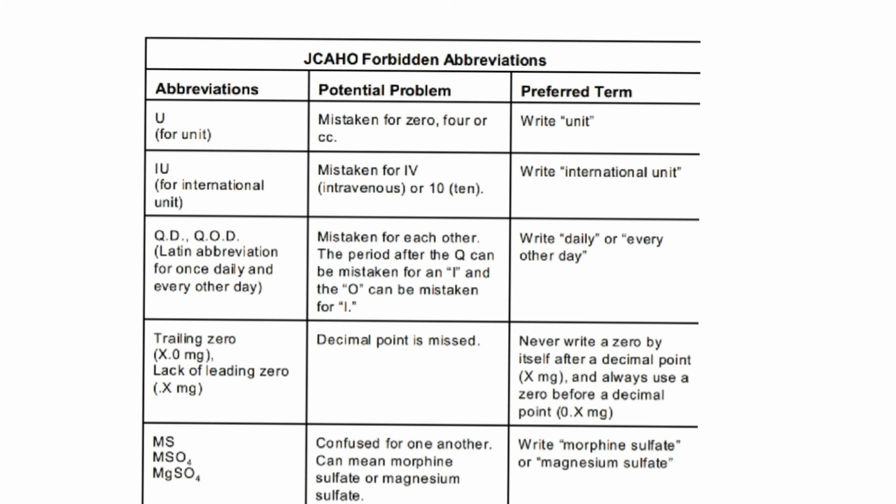QD or capital QD or QOD, which mean daily or every other day. No trailing zeros. Doctors must write 5 mg and not 5.0 mg. Lack of leading zeros. Doctors must write 0.5 mg instead of just .5 mg. Next thing, MS, MSO4, MgSO4. It must be written as either morphine sulfate or magnesium sulfate, as they can be mistaken for each other.